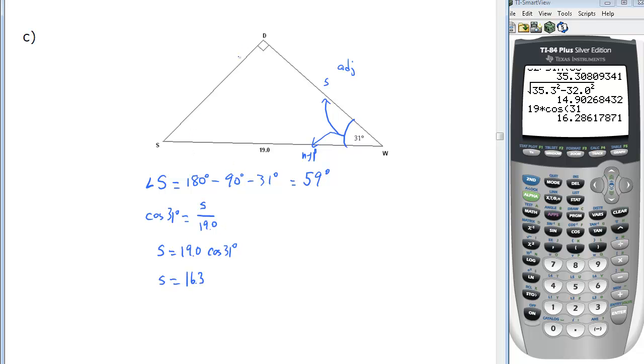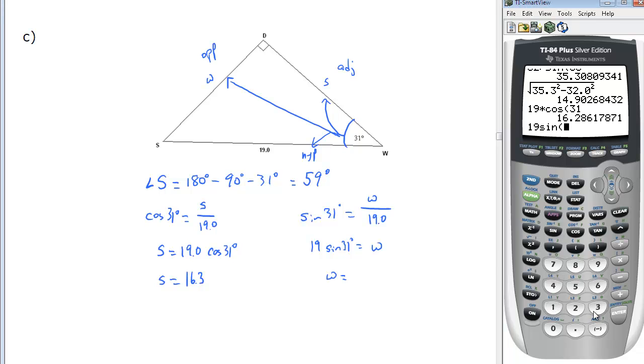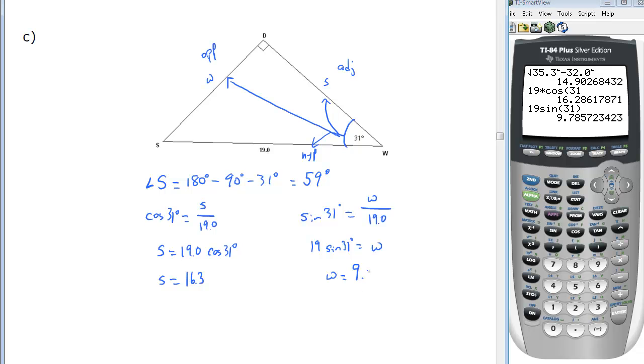We can use Pythagorean theorem to find W, but this time we're going to use trigonometry to find W again. So using again 31, this is opposite. We know the hypotenuse is still here, so now the sine of 31 is opposite. That's W over hypotenuse, which is 19. So 19 times the sine of 31 is equal to W, which tells me that W then has to be 19 sine 31, and that's 9.79 to 3 significant digits.